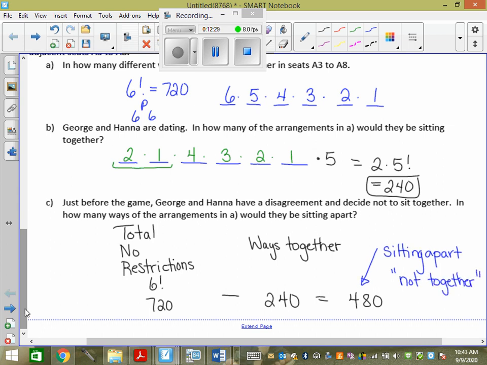And this could be a written response question where they ask you to explain how you do this. Well, you would explain that you take all the ways that you could possibly set them together, like sit all of them around each other, which is 720. And then if you subtract off all the ways that they are together, the opposite cases are the ones where they're not together. That's the way that you always do these ones. Okay, next one.